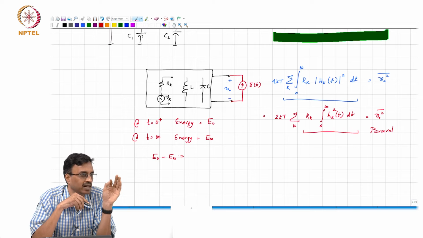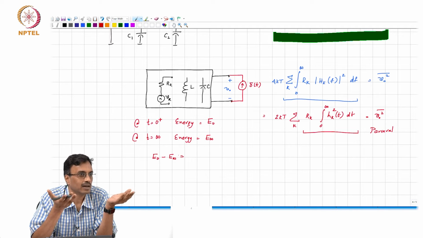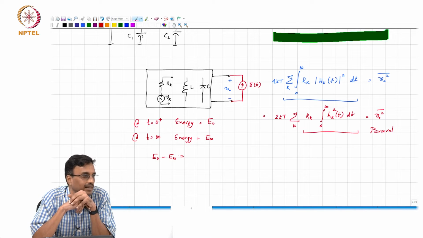Remember, power and energy are different things. What comment can we make about E0 minus E infinity? It better be positive, right? Otherwise, we would not be here. Okay, all right. That's one. That's a great piece of insight.